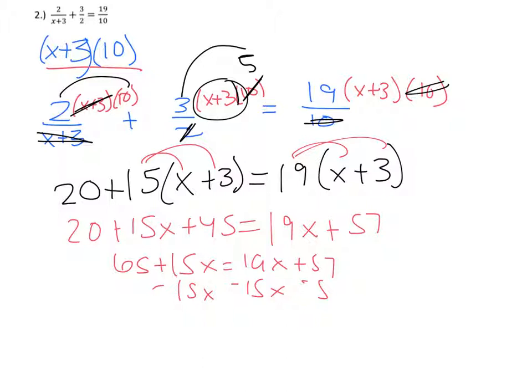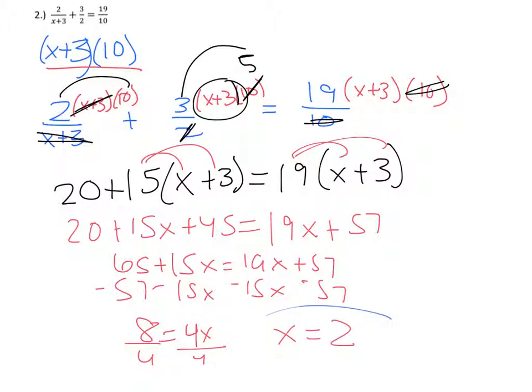I'm going to move my x's over to one side, and I'm going to move my numbers over to the other side. So we have 65 minus 57, which gives us 8. And then you have 19x minus 15x, which gives me 4x. I'm going to divide both sides by 4, so x equals 2 for my final answer.